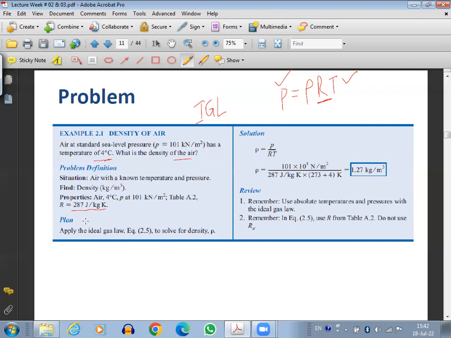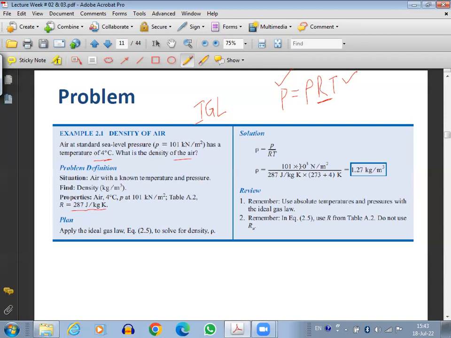This is an important thing because sometimes the value is given in joules, other times in kilojoules. So if you are using pressure in kilonewton, then you should use the value in kilojoule. Otherwise, it's better to use newtons. You have to make sure that there is compatibility. Since the R value was in joules, you wanted to use the pressure in newton as well, instead of kilonewton.